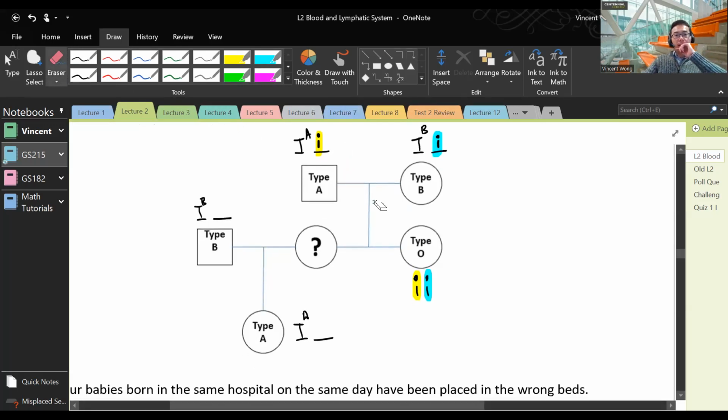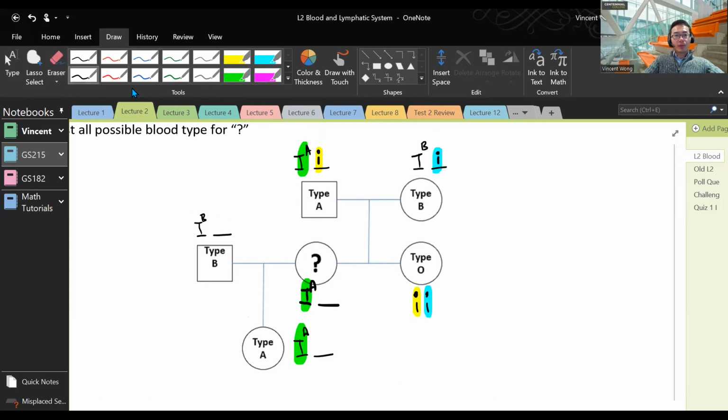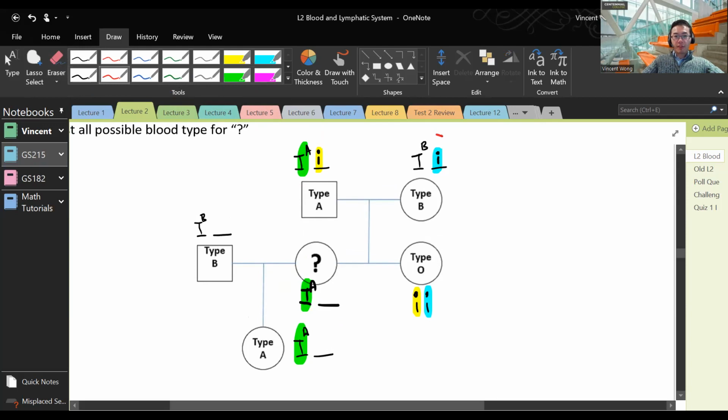Over here, let's take a look at this. There is an IA, which we know is not from her father. Her father could not possibly have an IA allele, right? Because otherwise that would change his blood type to AB. So this IA must have come from her mother. Okay. So where did this person, question mark, get her IA? Well, there's only one source for it, which is right here. That means this other allele must be from one of these.